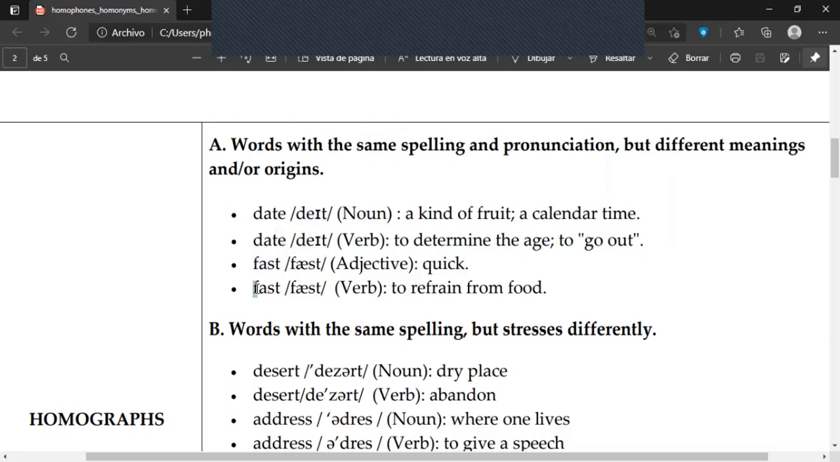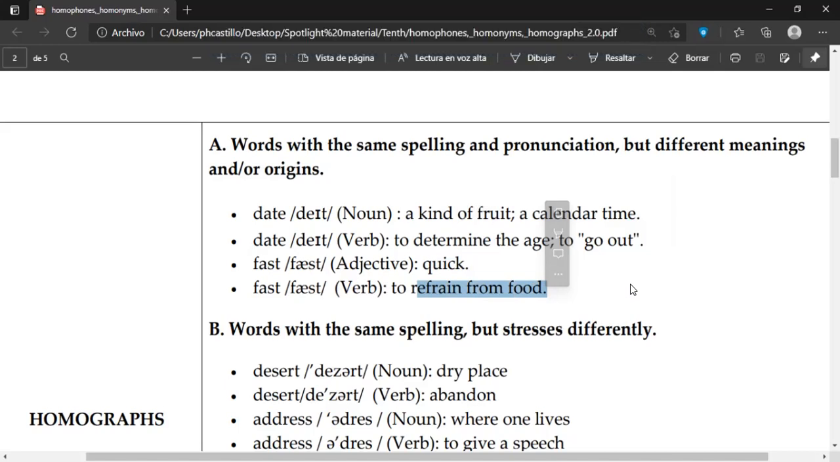Then fast and fast. Fast, like in the Fast and Furious movie title, means quick. And also fast when you don't eat food. So you are in fast or you fast. As a verb, you fast, she fasts, they fast. That's why the word breakfast comes. When you're not eating, when you're refraining yourself from food, you fast. And the way that you break your fast is with your breakfast, the first meal of the day.